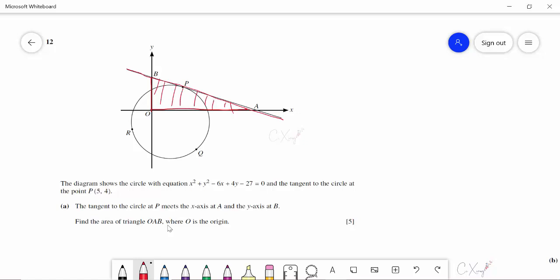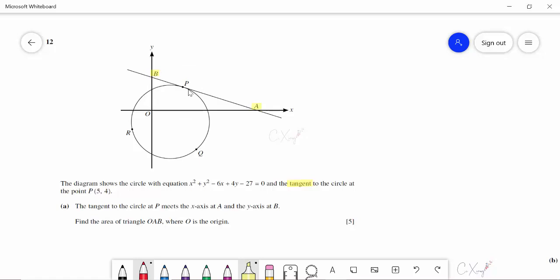Before we find the area, we need to know the coordinates for A and also for B. To know the coordinates for A and B, we need to form the equation of the tangent first. Sorry, I said normal, I meant the equation of tangent. To form the equation of tangent, of course, we need a passing point. We already have the passing point, which is P, but we need the gradient.